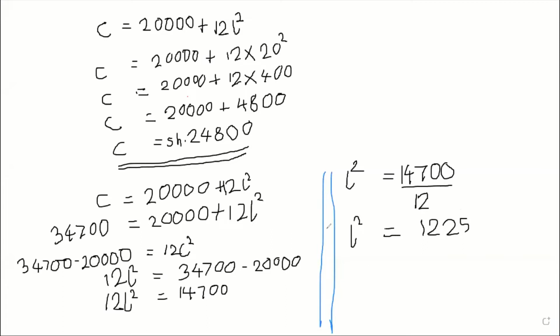In order to get L, you have to remove the square, meaning you find the square root of L squared. And what you do on one side, you must do on the other side. So you find the square root of 1,225, meaning our length is the square root of 1,225, which is 35 meters.